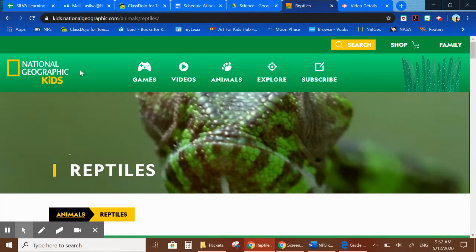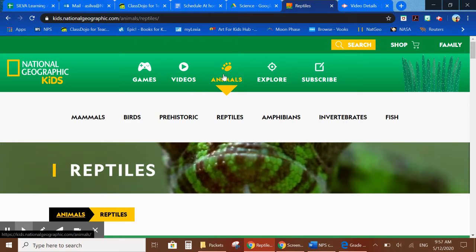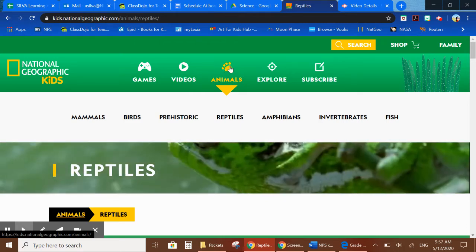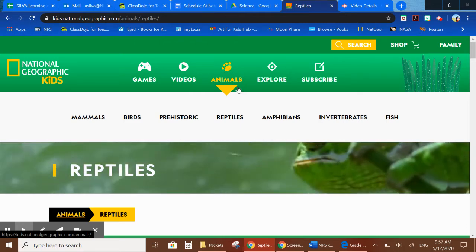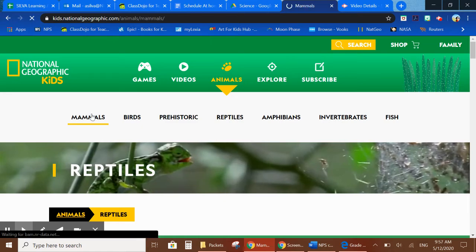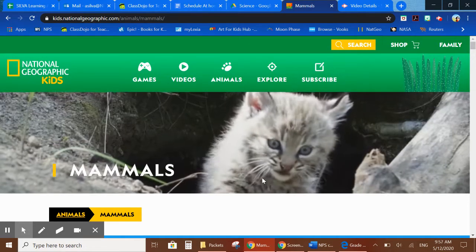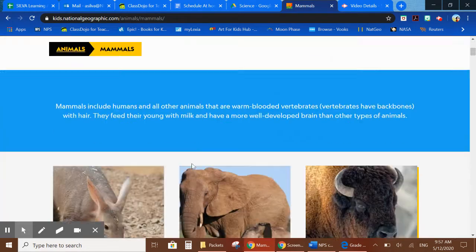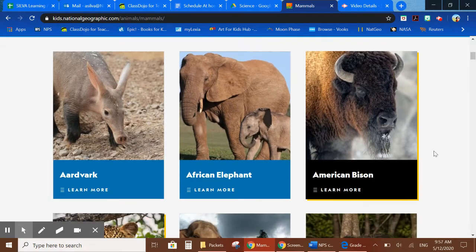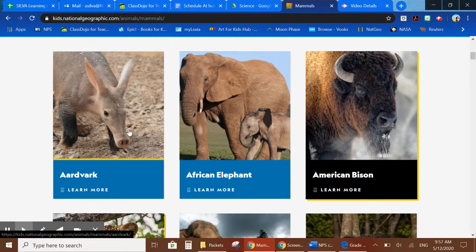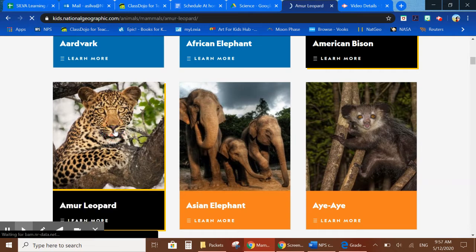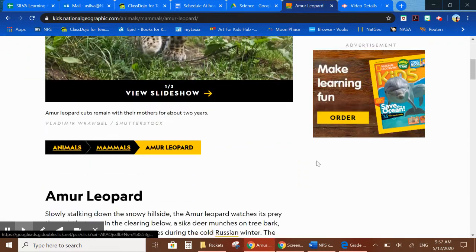It's National Geographic Kids. And when you come here to animals, you see how it has a little animal paw print? You can see all the different types of animals. Mammals, we talked about yesterday, right? Oh, cute. And we can see all the different types of mammals. And if you want to learn more, you can click on the picture and it will show you more about that animal.